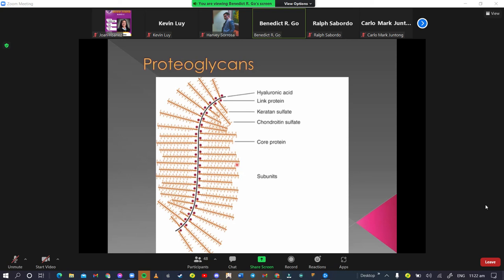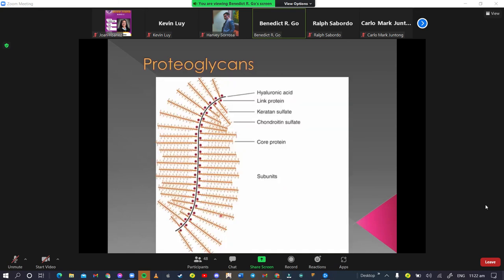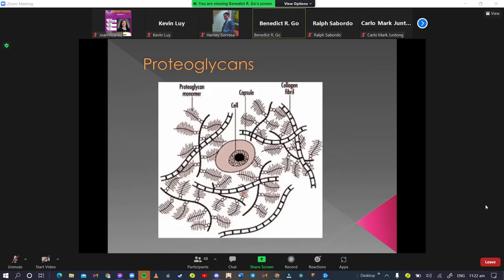And look at this proteoglycan. This is a proteoglycan monomer, by the way, a figure. But if you look at it through electron microscopy, this is what it looks like, the proteoglycans. So this is the main difference between the proteoglycan and the glycosaminoglycans, wherein the proteoglycan monomer is composed of different glycosaminoglycans attached to a core protein. So in the ECM, you will have your proteoglycan monomers and your collagen fibers and all the other proteins.